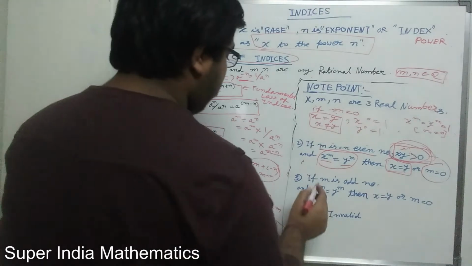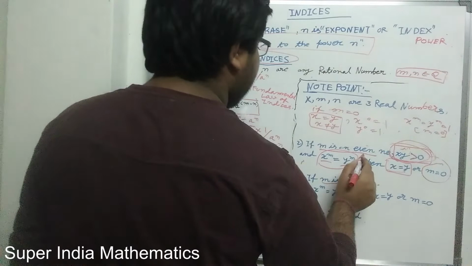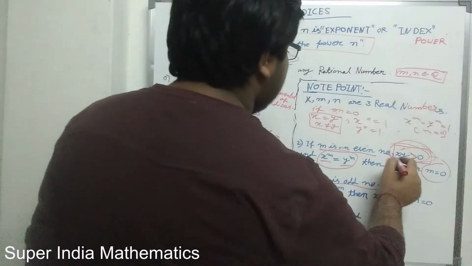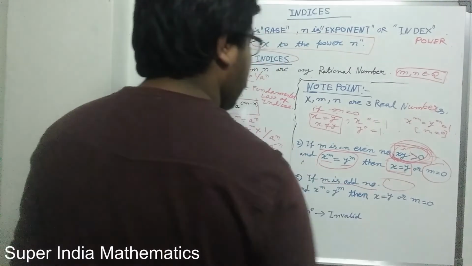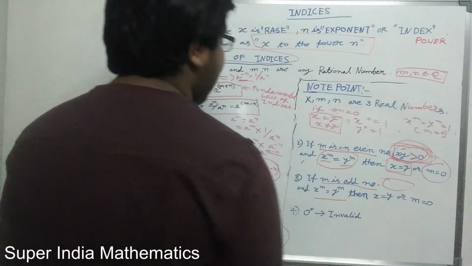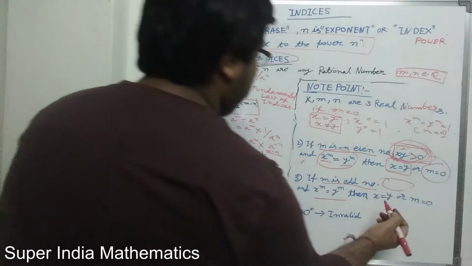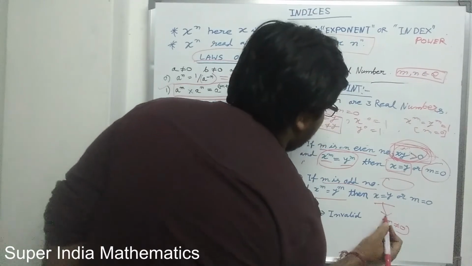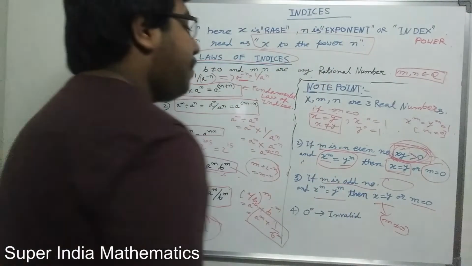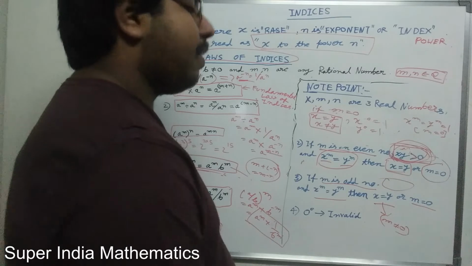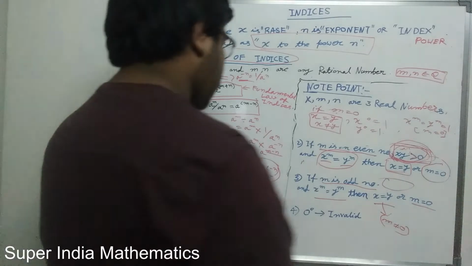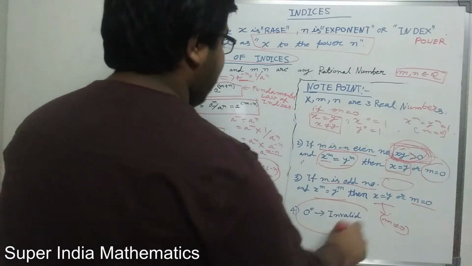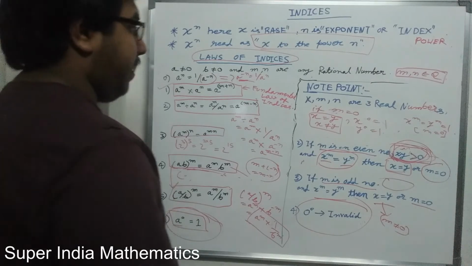Okay, the third formula is if m is odd. Here m is even, but if m is odd, then this condition is not needed. Just if x to the power m equals y to the power m, then x equal to y when m not equal to 0. Or if m equal to 0, we can't say x equal to y or x not equal to y. The fourth note point is 0 to the power 0 is invalid.